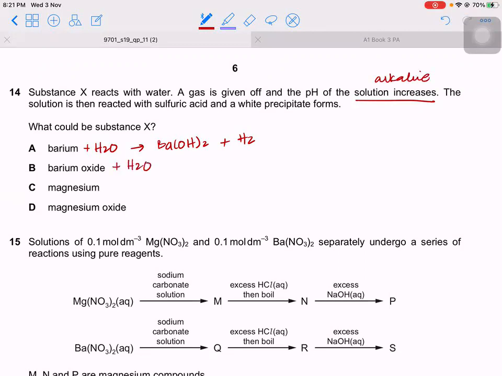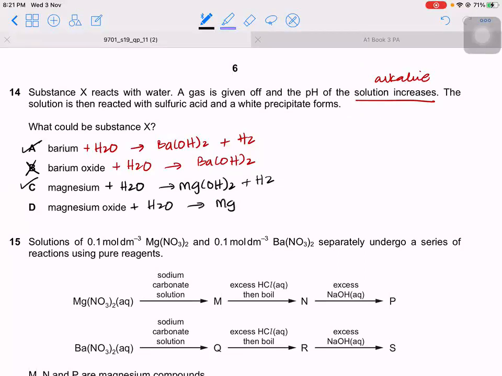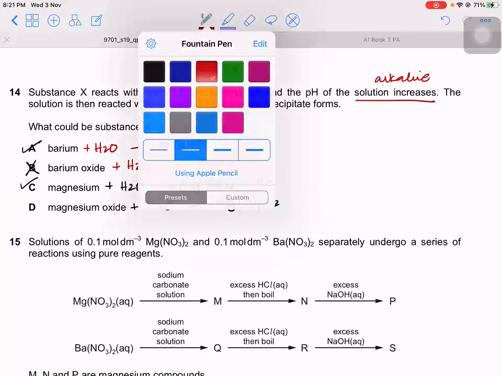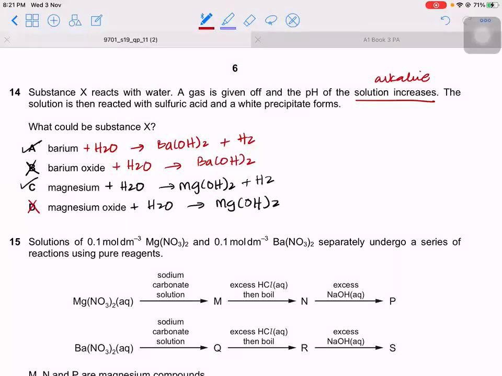Barium oxide with water will just give barium hydroxide. Will it give any gas? No. Because with an oxide, when you add water, you get hydroxide only. So it can't be B. Magnesium with water, when you add this, it will give you magnesium hydroxide and hydrogen gas. Yes. And is it going to be alkaline? Yes, because magnesium hydroxide is also alkaline. D can't be the answer. Why? Because when you add magnesium oxide to water, it will give you just magnesium hydroxide. So the answer can be A or C.